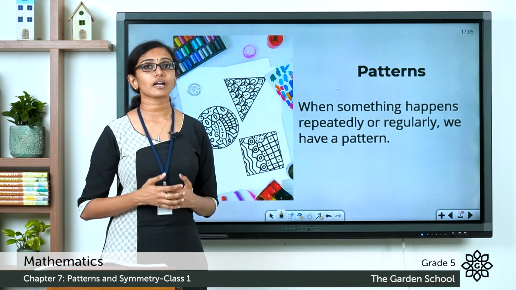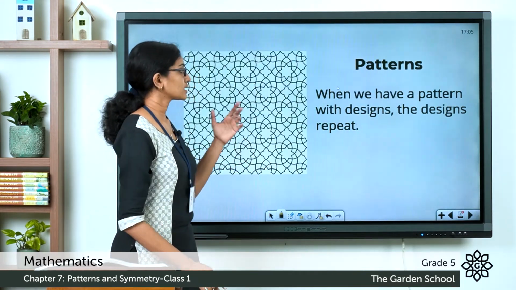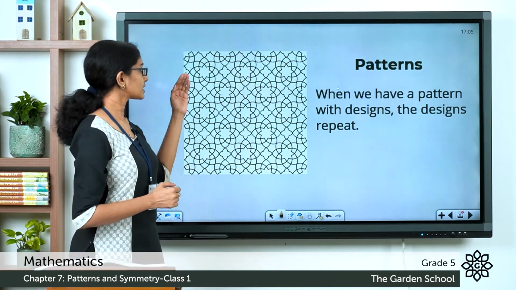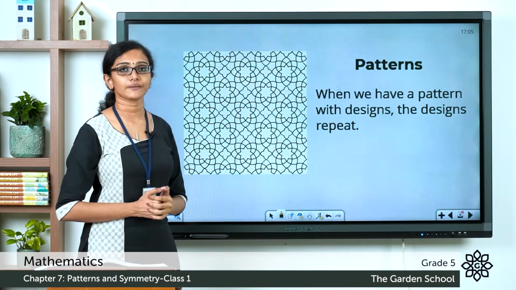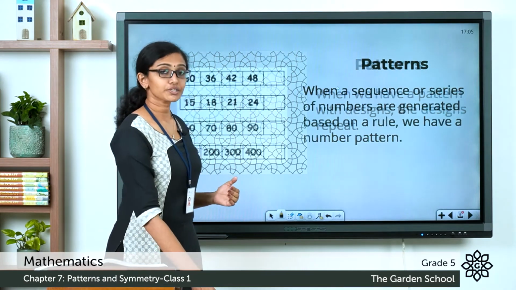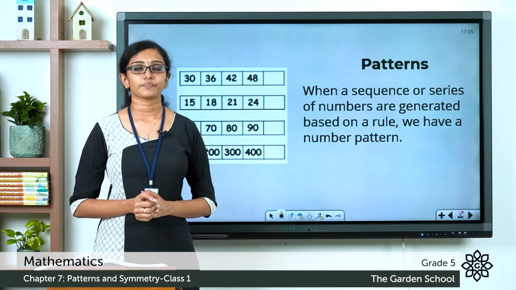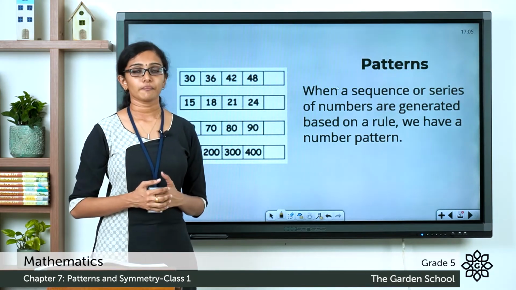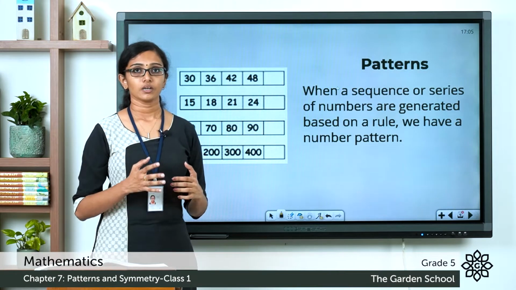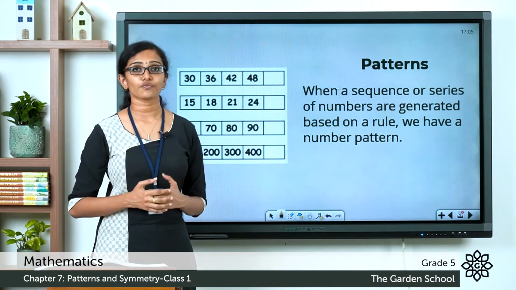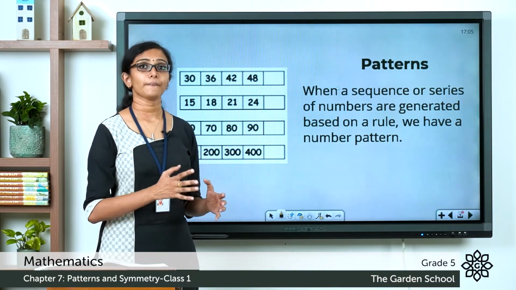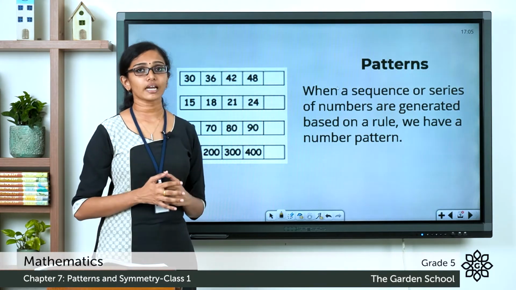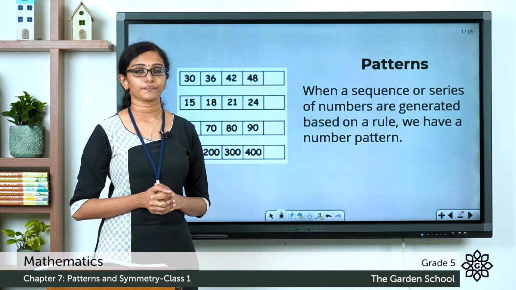And when we talk about a pattern of designs, the designs repeat. Here is a simple example. You can see the designs repeat to form a pattern. And when we talk about number patterns, the numbers may not repeat. A number pattern means we have a sequence or series of numbers that are generated based on a logic or a rule, and it is not necessary that the numbers repeat.